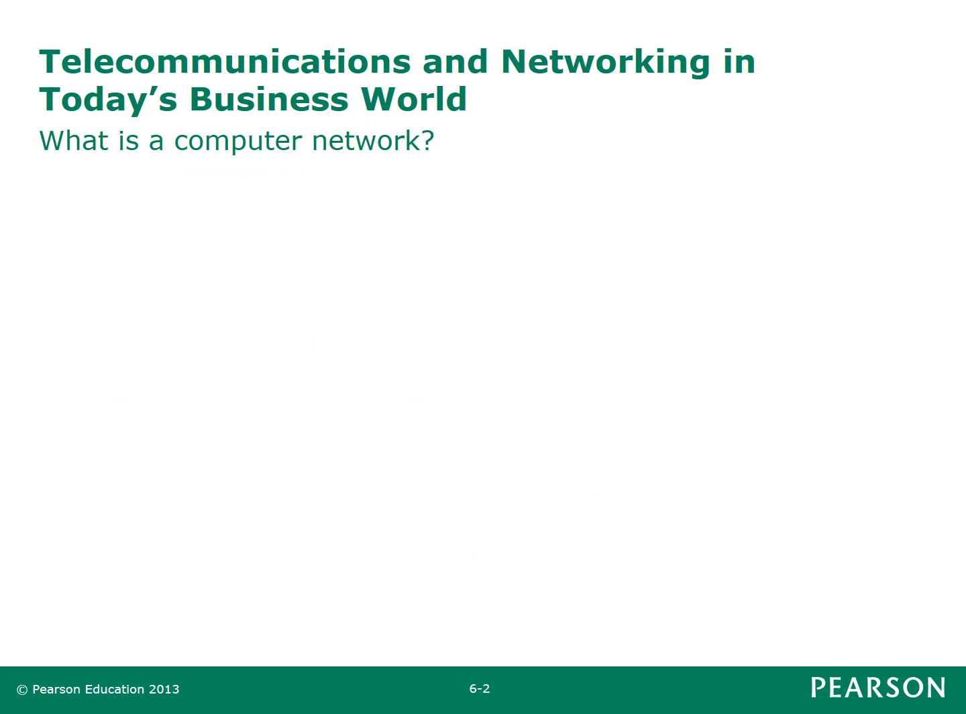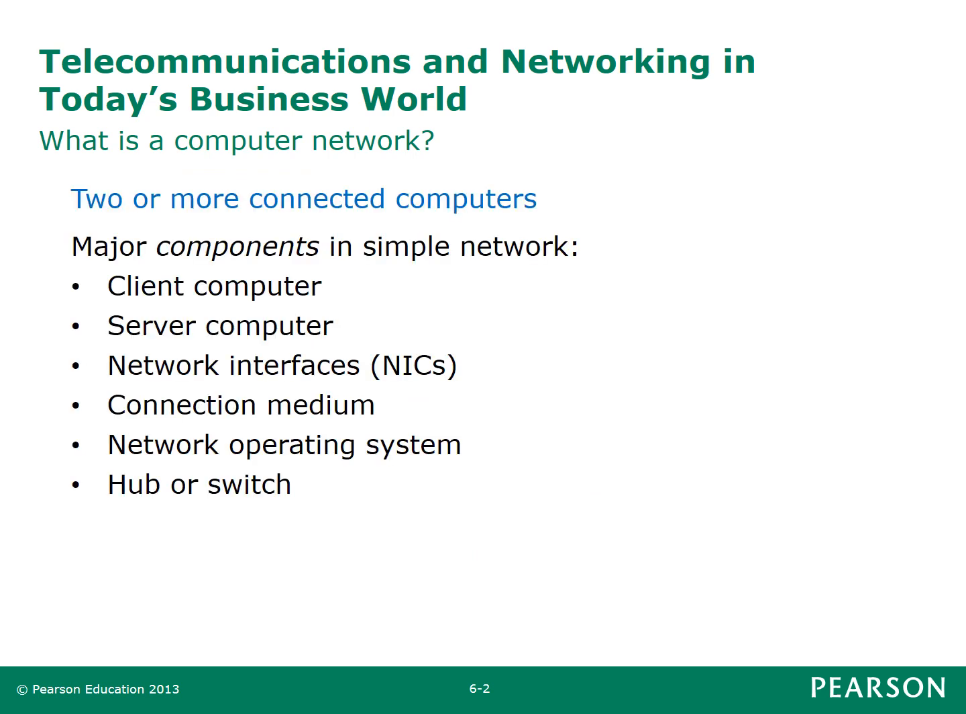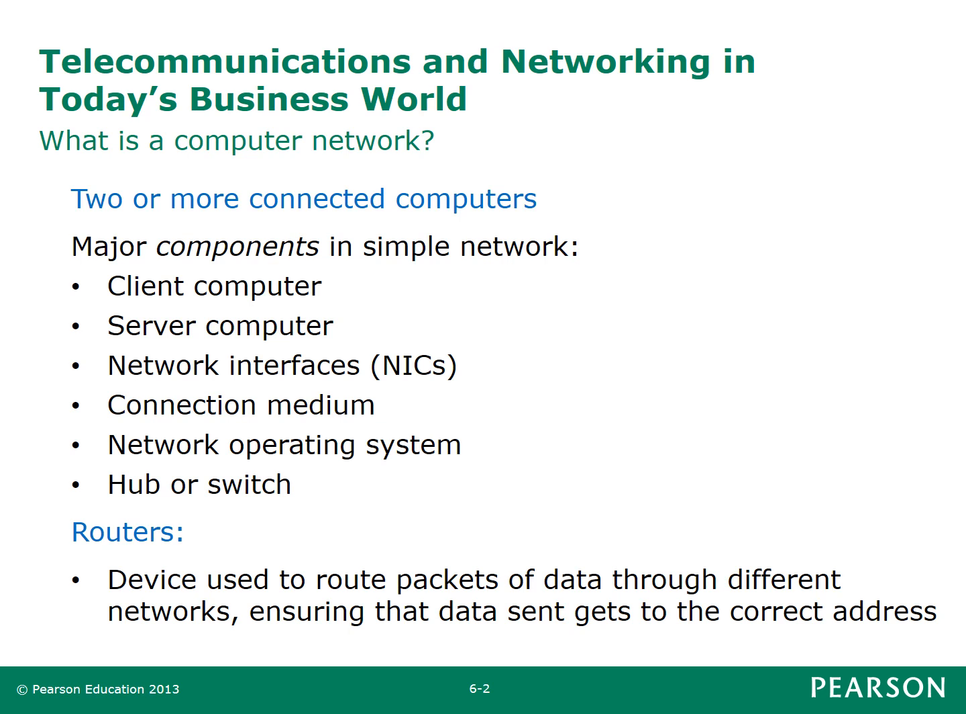Coming now to the fundamental question, what is a computer network? A computer network is simply two or more computers that are connected to each other. As you can see here, a list of all basic components involved in a simple network. We will start first with the term client computer.